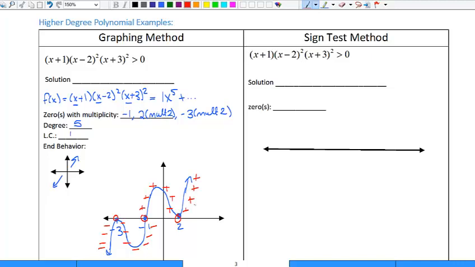Okay, so let's go back and identify what inequality I am looking for. I want to know, where is my function f of x greater than 0? Greater than 0 is positive, but not zeros. So I have positive things right here, but not 0. Positive things right here, but not 0. So in that case, the solution is the x values that give me positive f of x values.